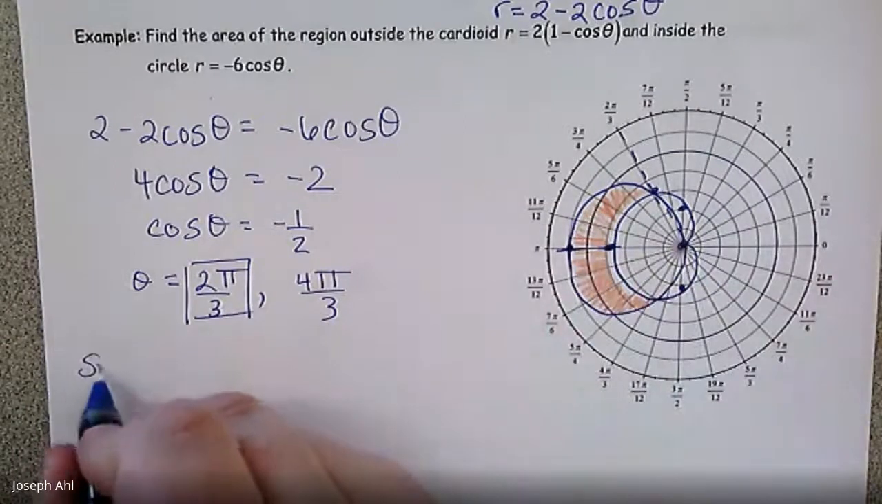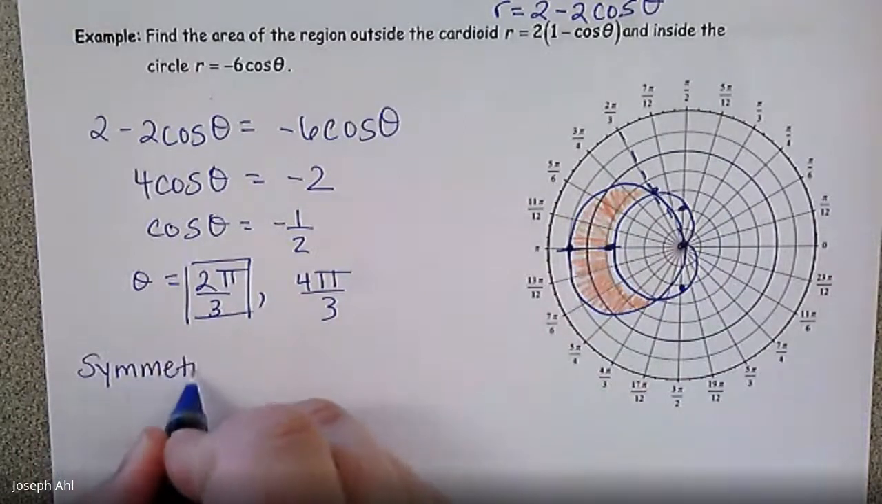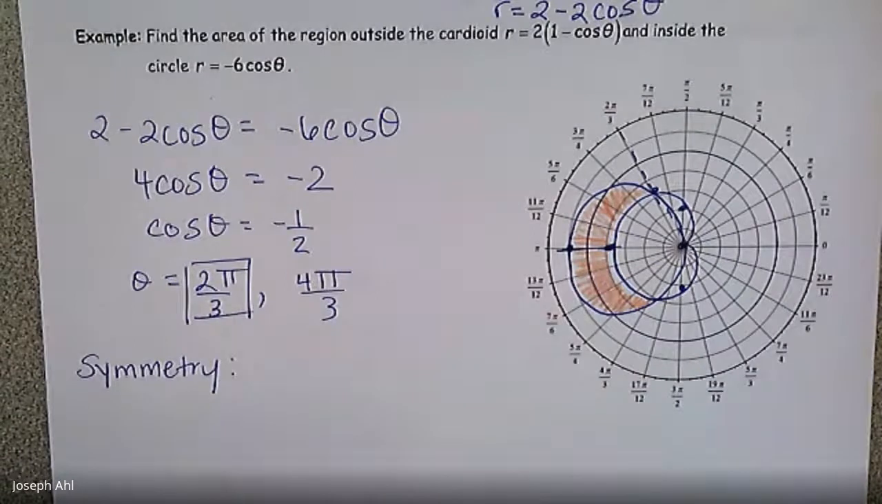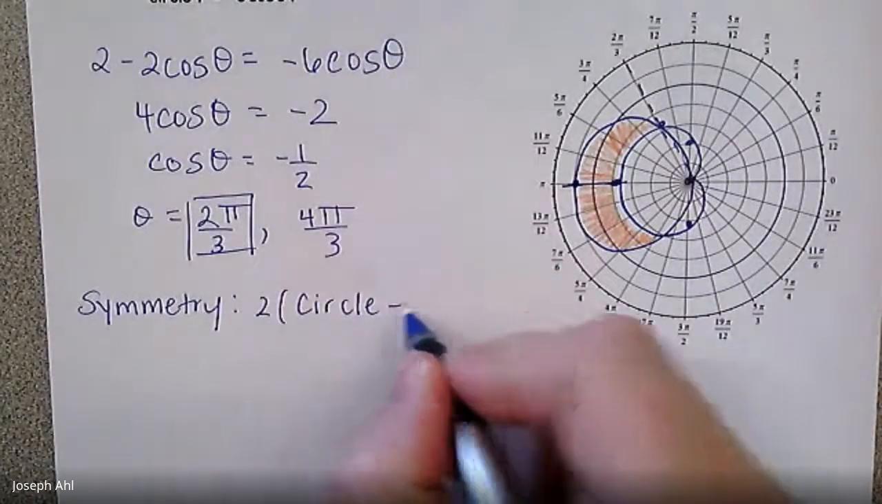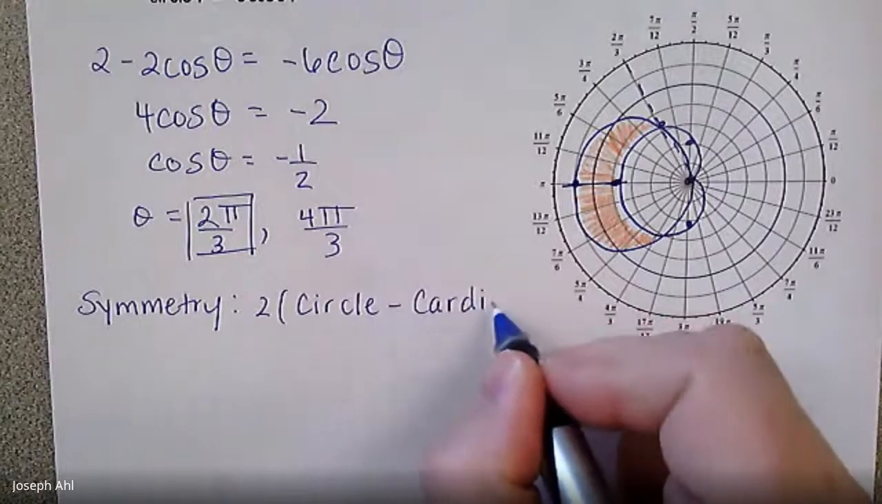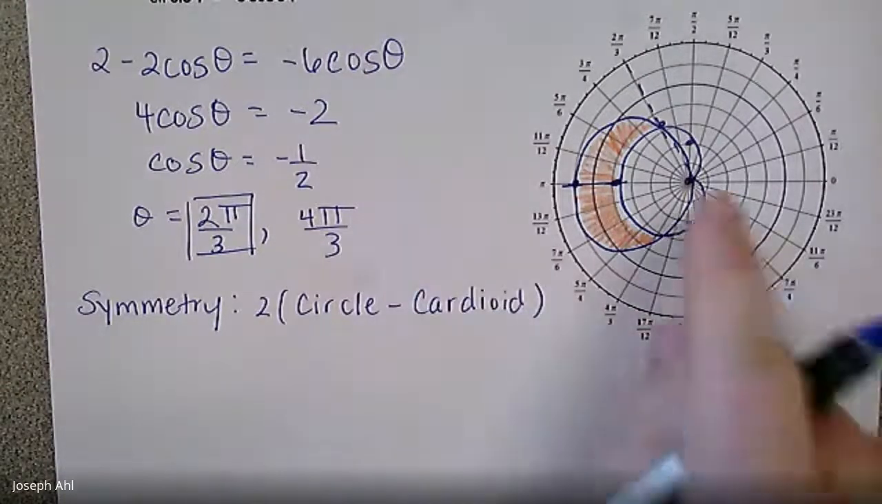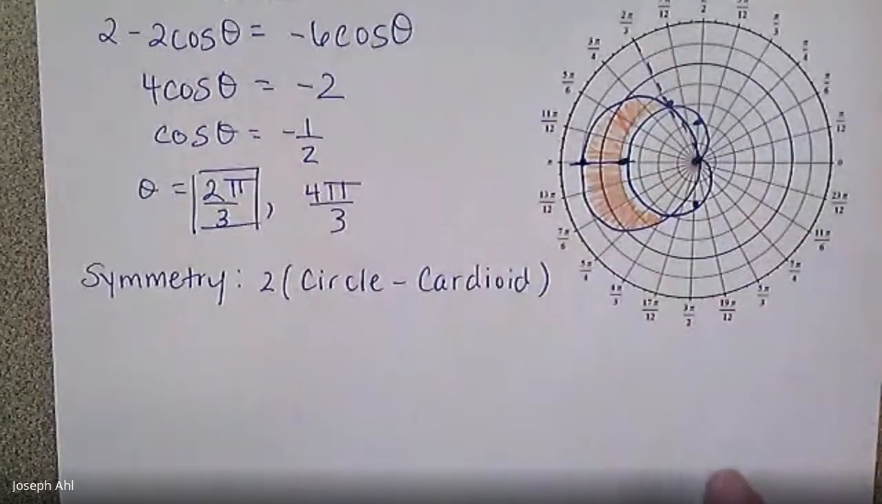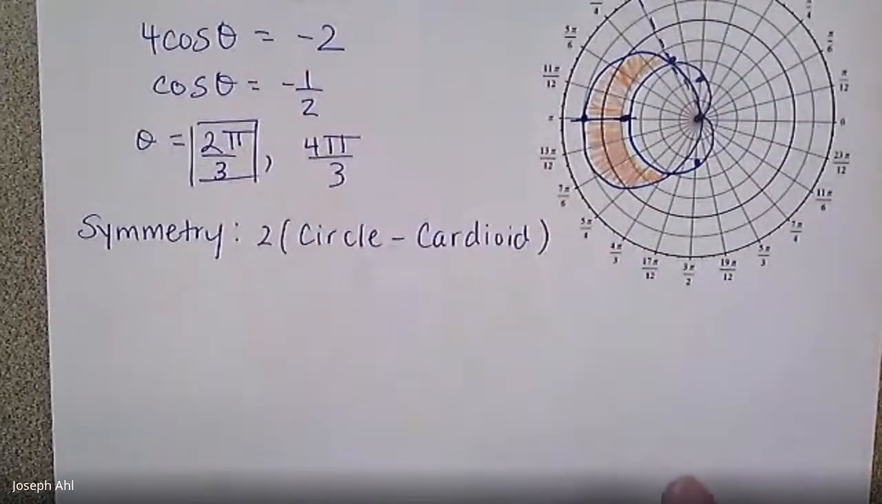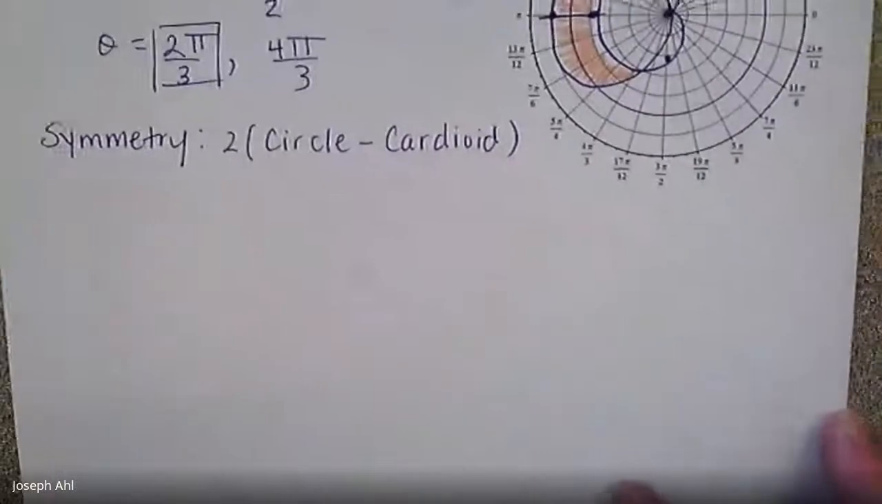So according to symmetry, if we do 2 times the circle minus the cardioid area along these limits from 2 pi over 3 to pi, that's going to get me the desired orange shaded region, or orange, depending on where you come from in New York State.